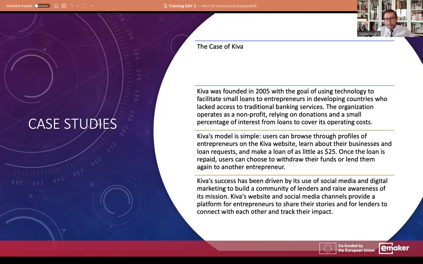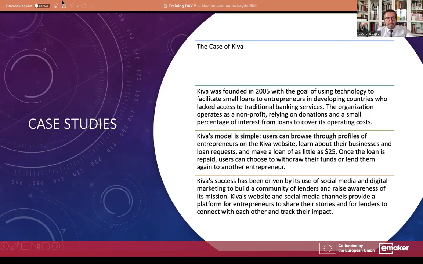The organization, Kiva, operates as a non-profit relying on donations and a small percentage of interest from loans to cover its operating costs. Of course, there are some donations, but they only cover operating costs, which doesn't hurt the social idea here. Kiva's model is simple. Users can browse profiles of entrepreneurs on the Kiva website, learn about their businesses and loan requests, and make a loan of as little as $25. Once the loan is repaid, users can withdraw their funds or lend them again to another entrepreneur. The success of this foundation has been driven by its use of social media and digital marketing to build a community of lenders and raise awareness of its mission.